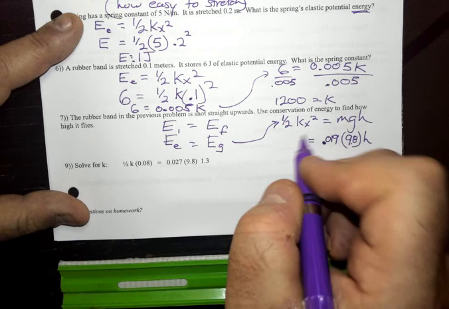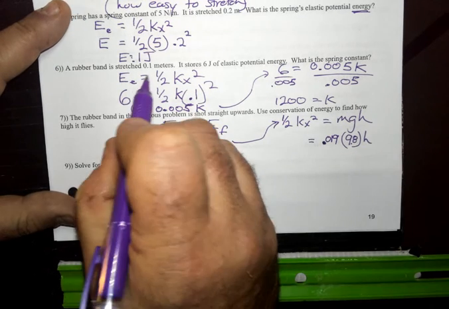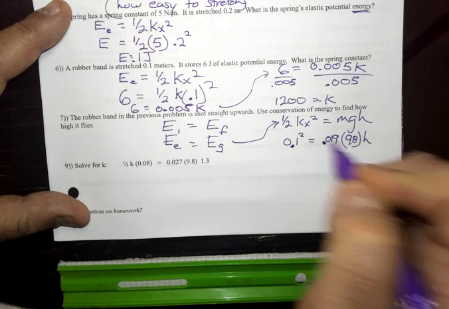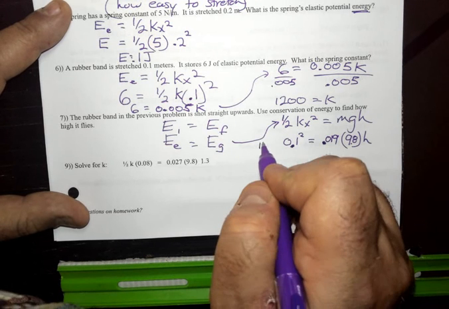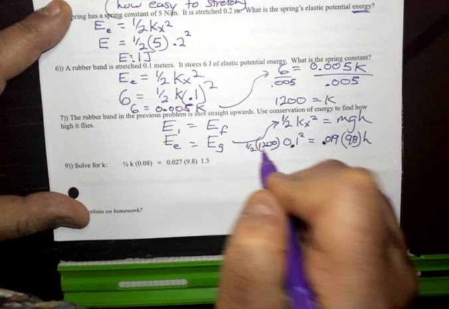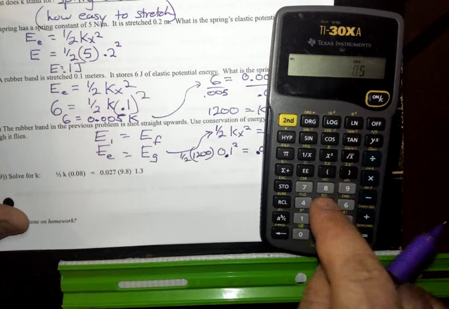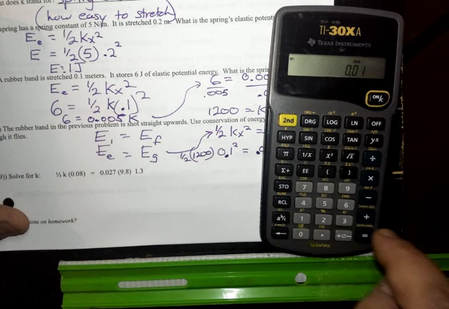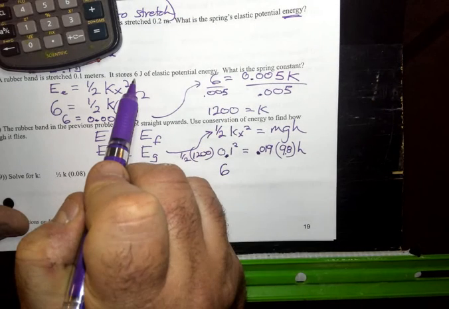On the left-hand side, X is the amount of stretch. We're told that it's stretched 0.1 meters. And we got to square that. And the K value we just figured out to be 1,200. And then we have the 1/2 in front. On the right-hand side, let's multiply all that out. 0.5 times 1,200 times 0.1 squared. That's 6. And that's what we were told originally.